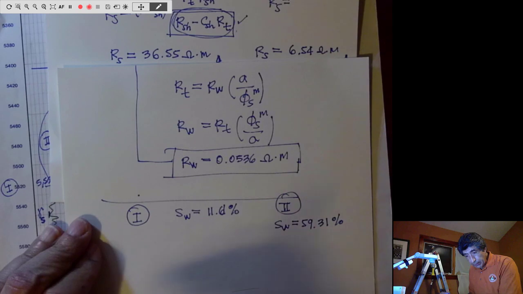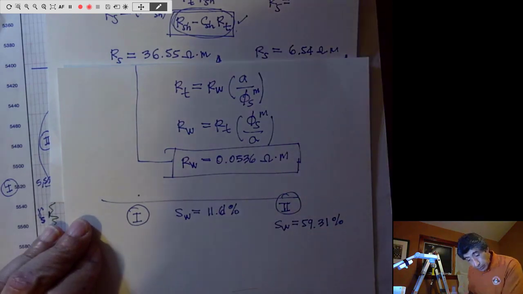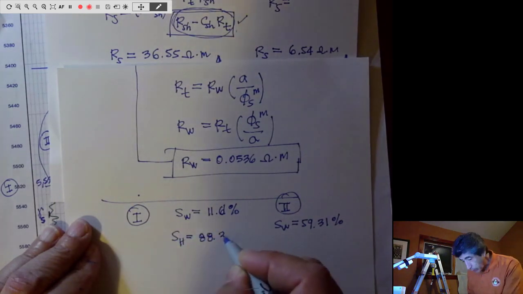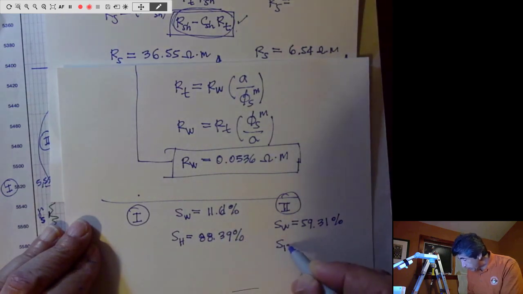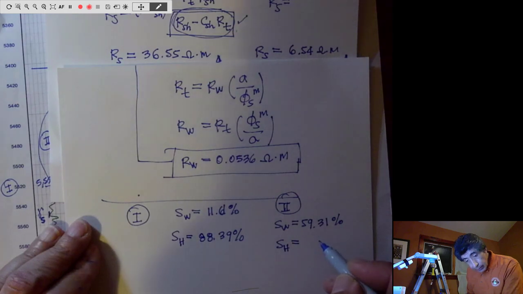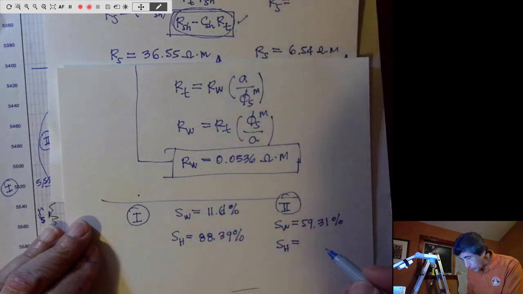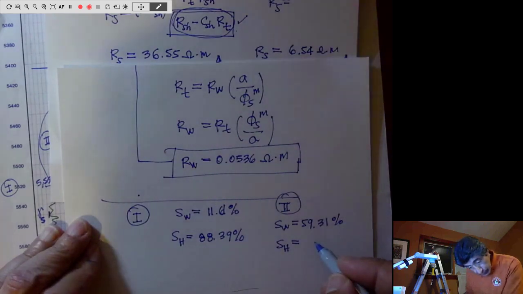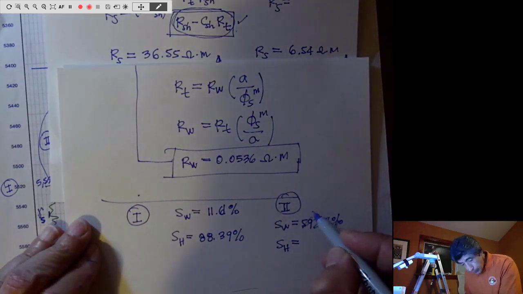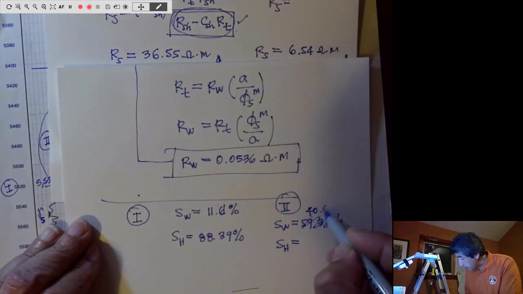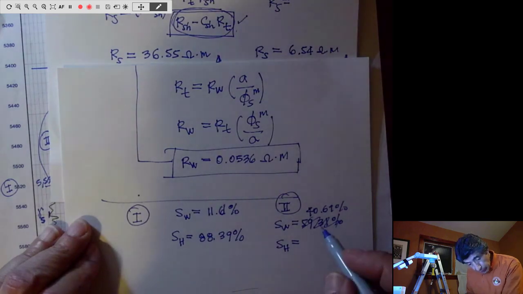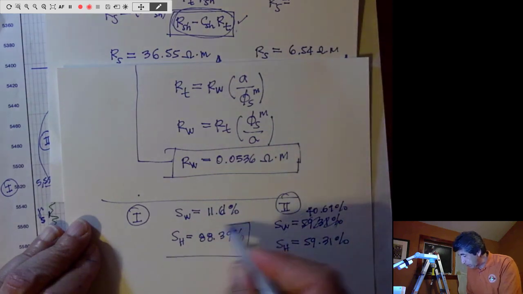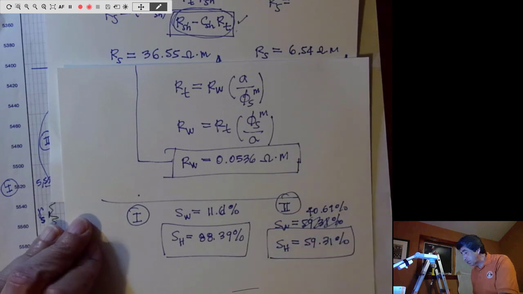So if that is the case, then we can calculate hydrocarbon saturation, and for this case hydrocarbon saturation becomes 88.39%, and in this example it was 40.69% in the handout, so hydrocarbon saturation becomes 59.31%. So in sandstone number 1 we have more hydrocarbon saturation than in sandstone number 2.